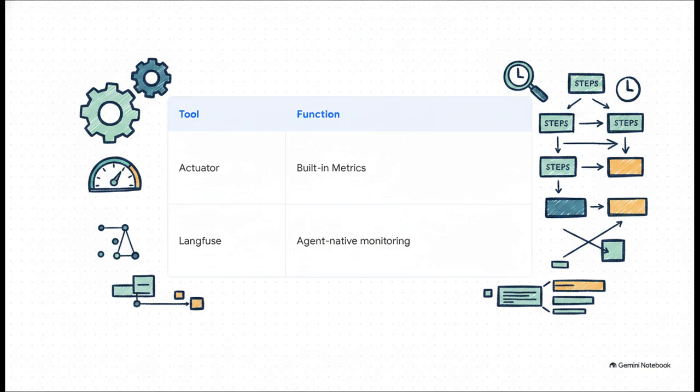Actuator perfectly handles system health and those high-level token counts. However, for true agent-native apps, you really need deeper visibility. Pairing Spring AI with a platform like Langfuse gives you that observability. Langfuse allows you to see visual, node-based traces of your agent's exact thought process, track exactly which database the LLM decided to query, manage prompt versioning, and even run evaluations on your AI's underlying logic.